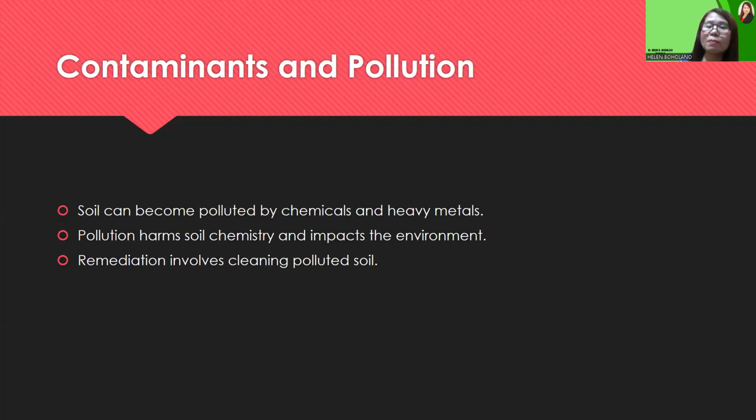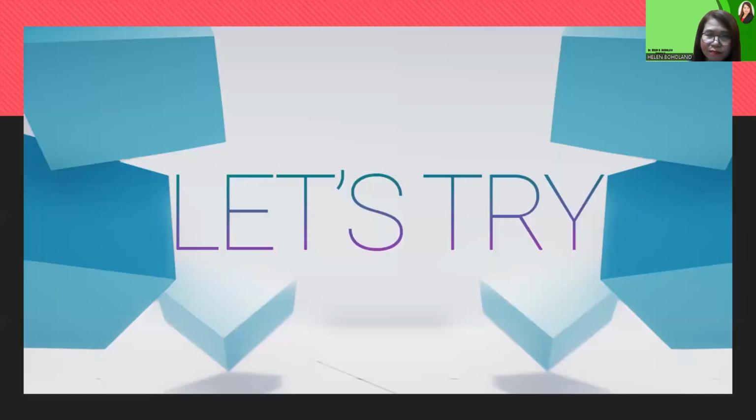Another term that we need to remember is contaminants and pollution. Pollution nowadays is a problem. Soil can become polluted by chemicals and heavy metals. So, there are times when we will say that there are contaminants, we have a problem with our soil. Pollution harms soil chemistry and impacts the environment. Remediation involves cleaning polluted soil. So we need to remediate this because it will clean the polluted soil.